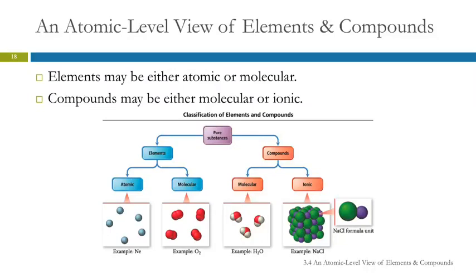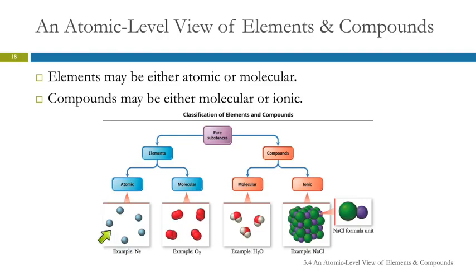Scientists like to classify things. So we can classify elements and compounds. These are all pure substances, which is a branch of a previous branching organizational scheme that we looked at previously. Pure substances divided into elements and compounds. We can divide the elements into atomic elements or molecular elements. And the division here is based on what the individual atoms are present as.